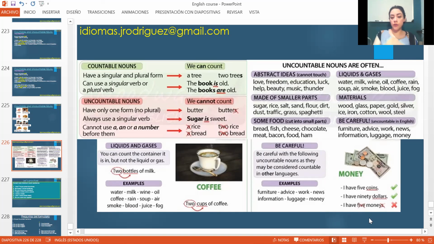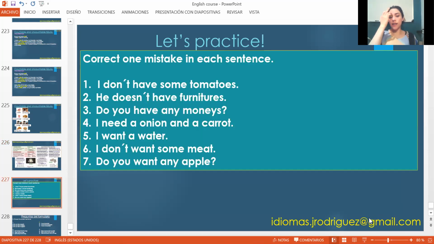Okay? So let's practice a little bit. It says correct one mistake in each sentence. Okay, there is a mistake in each of them. Hay un error en cada una de estas oraciones. ¿Cuál sería? For example, I don't have some tomatoes.